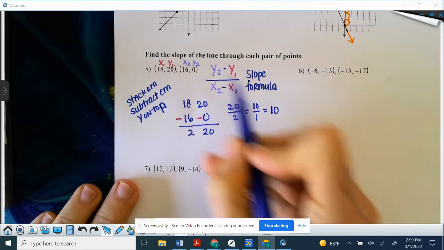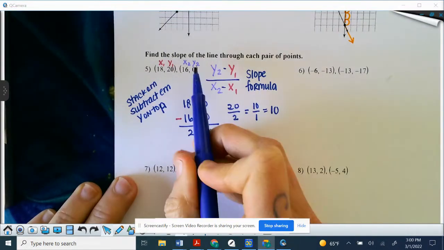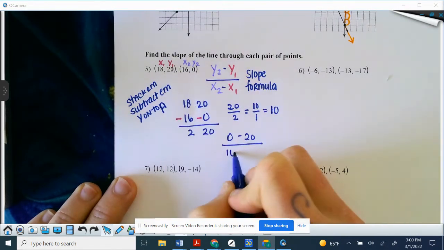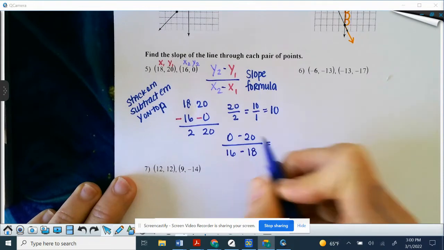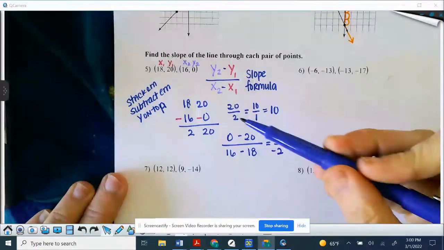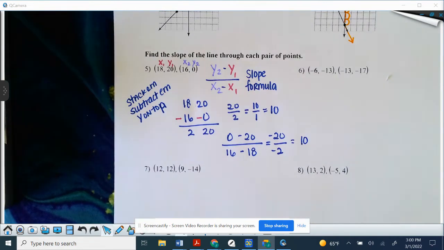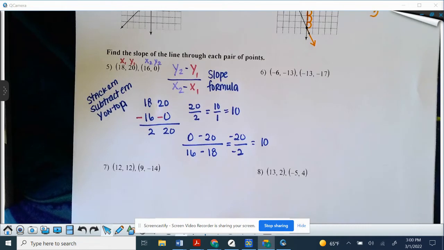Formula-wise, y2, so that's 0 minus y1, 20, using my y2 minus y1 over x2 minus x1. It's going to give me a negative 20 over a negative 2. And negative negative is the same thing as a positive. And so once it's reduced again, you are going to end up with that positive 10 slope. So stack them, subtract them, y on top. You're doing the same math. Again, it is just an organizational change. But do know y2 minus y1 over x2 minus x1 is your slope formula. Both are fair game. So do whichever is going to get you the right answer the most consistently.